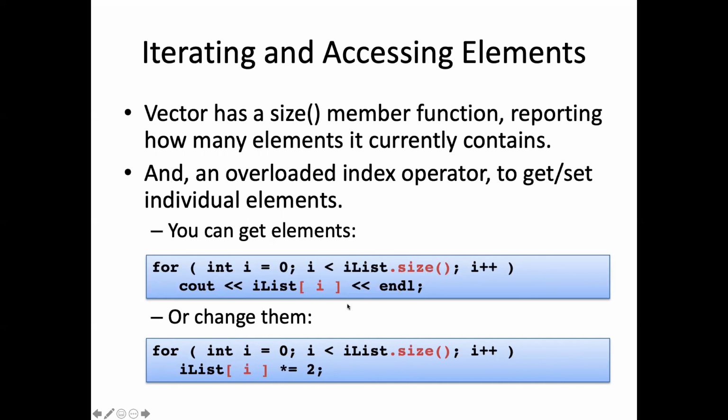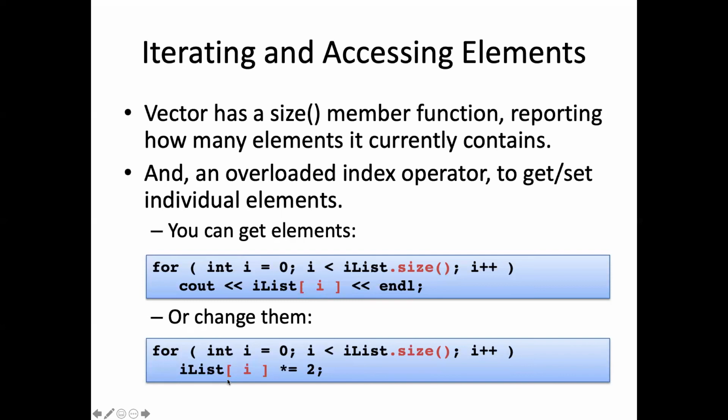And like I started to say, vector has an overloaded square bracket operator. They don't all have this, but vector does. So you can use that to look up the ith element. And just like with string, it returns by reference. So you can use square brackets to look up an element and then use it, or to look up an element and then change it.